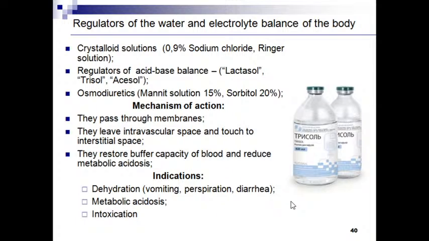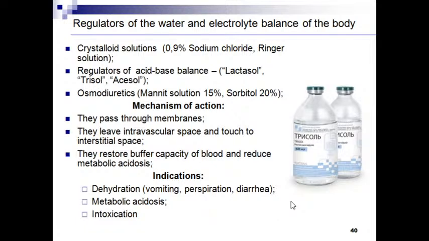They can pass through membranes and reach the interstitial space of the body, permeate from blood vessels into interstitial space, into soft tissues, and restore buffer capacity of blood and reduce metabolic acidosis. As you know, extracellular and intracellular fluids are very rich in salines, various crystalloids, for example, potassium, sodium, chlorine. These solutions are very useful for correction of intracellular water impairment.